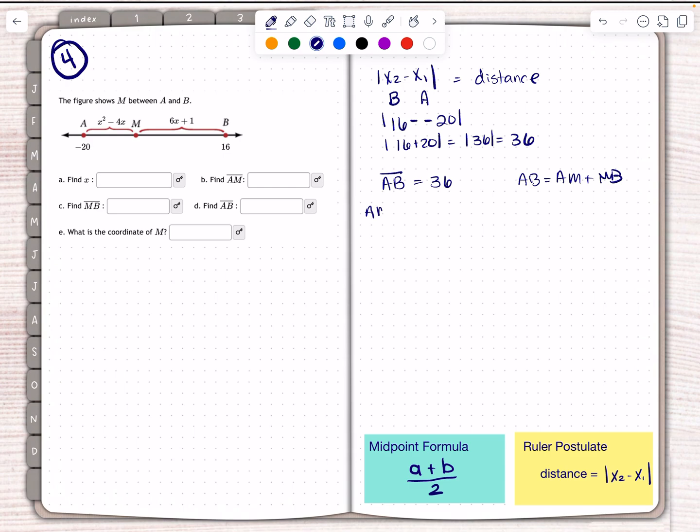So AM plus MB also equals 36. Substituting in the value of AM, which is x squared minus 4x, plus the value of MB, which is 6x plus 1.